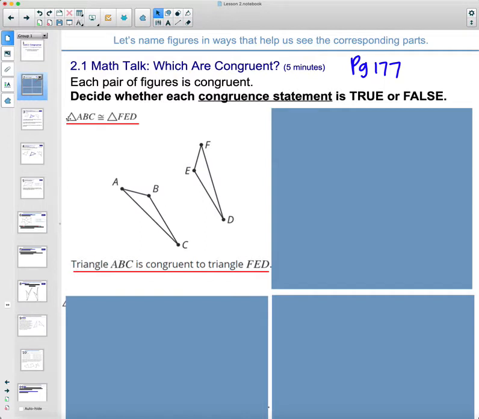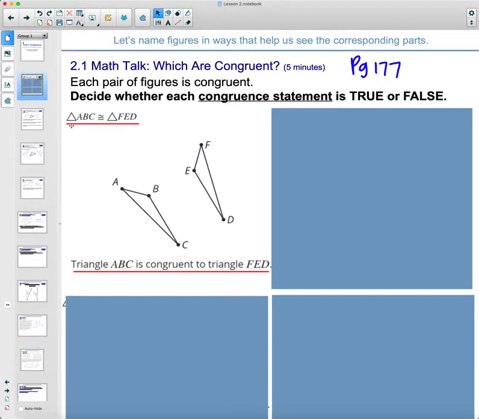So this statement says triangle ABC is congruent to triangle FED. What you're trying to decide is, number one, that they are the exact same shape and size, but also, do the points line up? Does this line up? Is this order making sense? Does this congruence statement itself go with the picture? You can be thinking about that in your head.